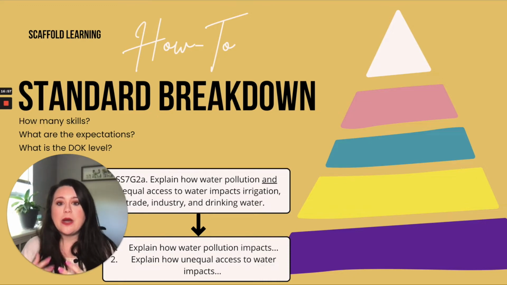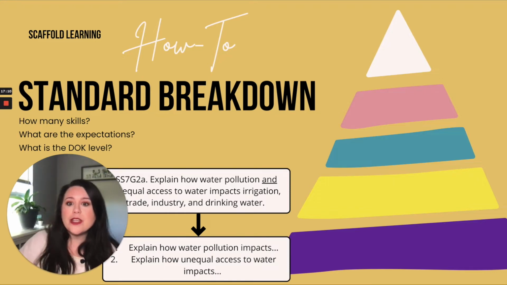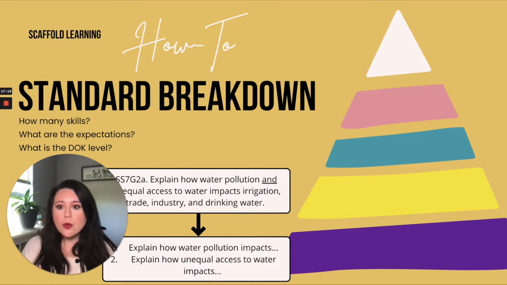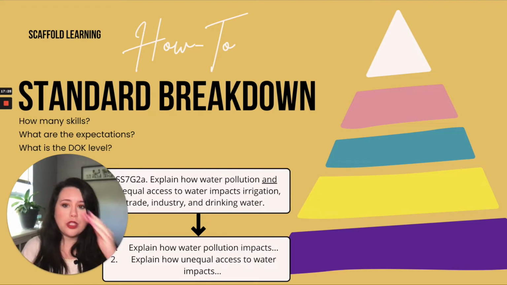Now this one says how it can impact irrigation, trade, industry, and drinking water. Because that's such a long list, I probably wouldn't break that up. You could break that up, because technically a student could master the part where water pollution affects drinking water but not affecting irrigation, because they're not really sure what irrigation is. Certainly that could be the case. If you want to take it that far and break that up into 1, 2, 3, 4, 5, like 8 different learning targets, that's totally up to you. I probably would just separate this one into 2, but again, whatever works for your kids.